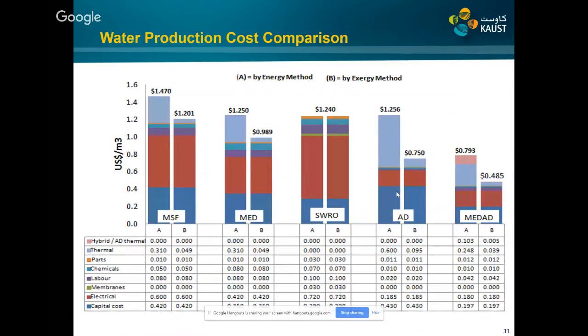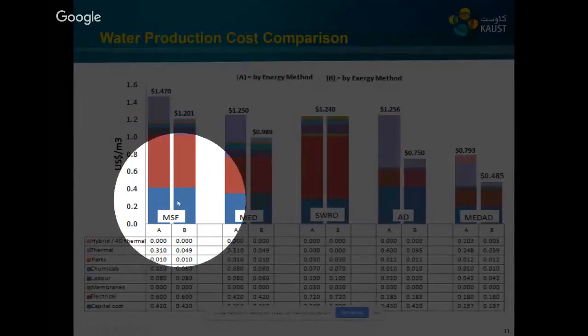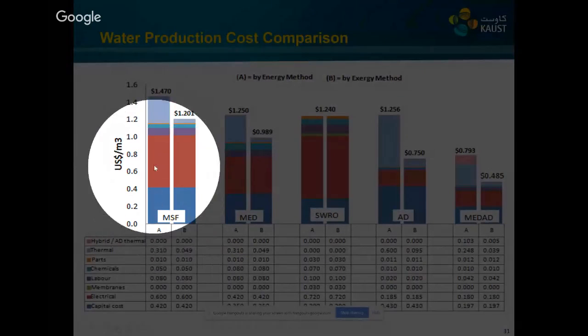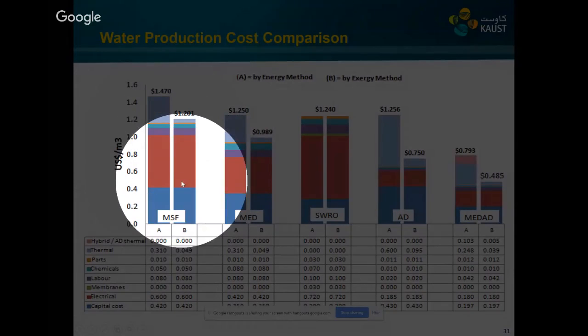We also did the cost comparison, the life cycle costing, because as I mentioned, it's very important to achieve the energy, water, and environment nexus. On top of that, it must be cost efficient. We showed over here that the first bar for all the processes is the conventional energetic approach, and the second bar is our exergy analysis.